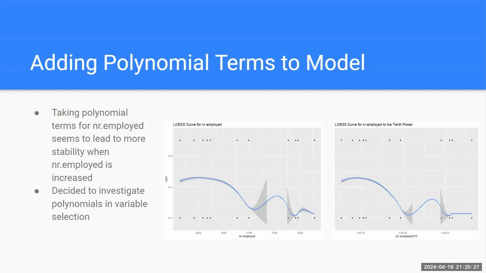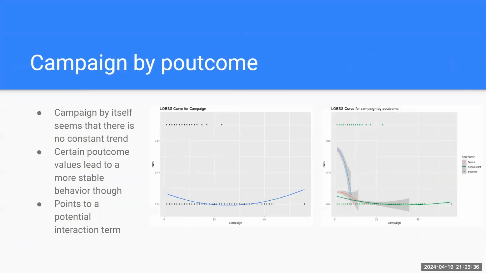Because of this, with similar results for other variables, we decided to proceed with using polynomials in the model selection, and also looked at interaction terms.